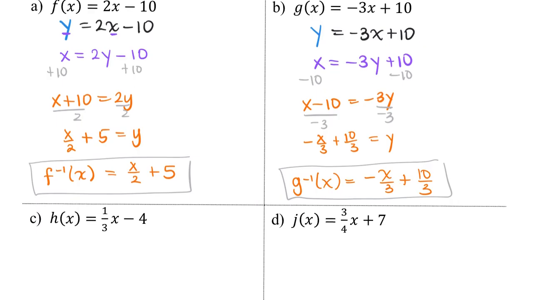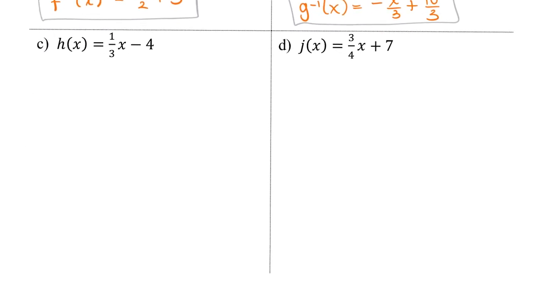Okay, let's do 2 more. These ones are going to have fraction coefficients, but the method's going to be the same. Okay, so I'm going to change it to y equals 1/3 x minus 4. Okay, to find the inverse, I interchange the x and y. So now it's going to be x equals 1/3 y minus 4. Okay, now I'm going to solve for y.